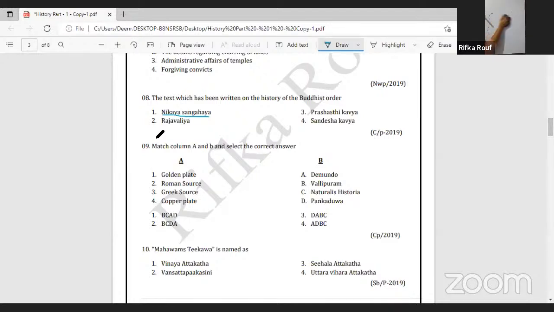Now, children, can you all see the board? Can you all see the board?